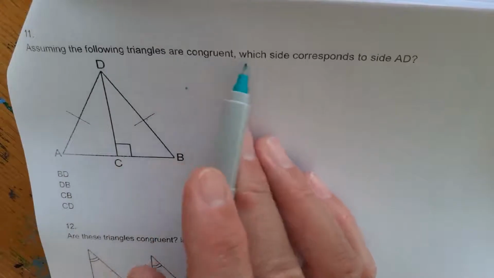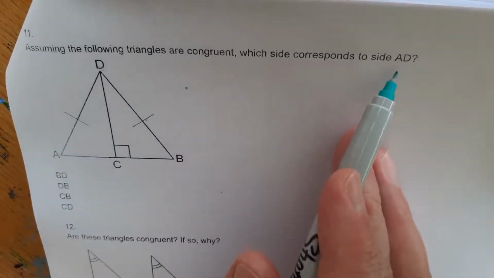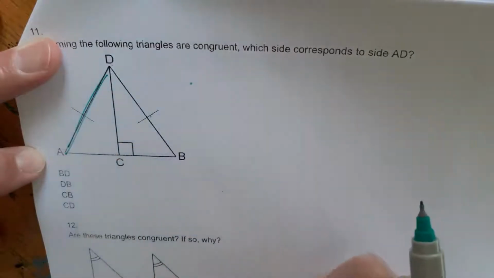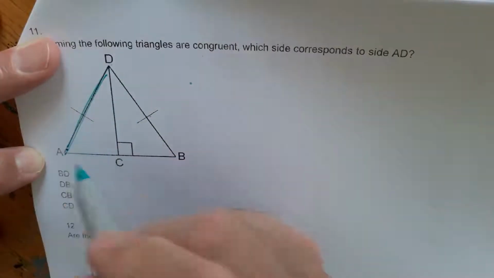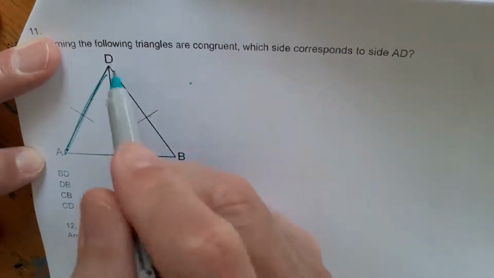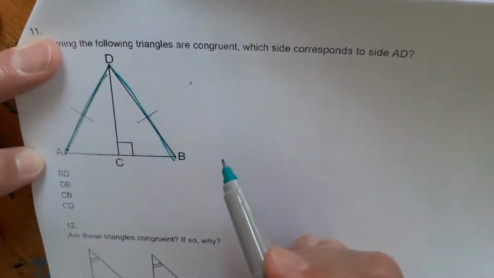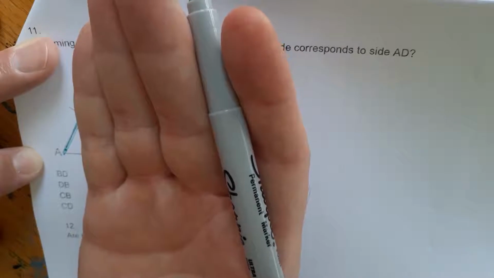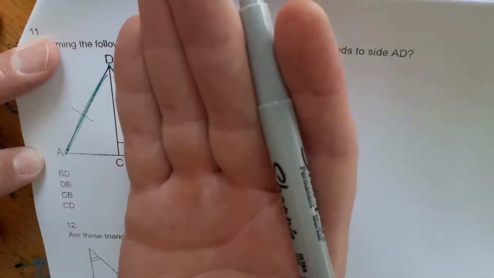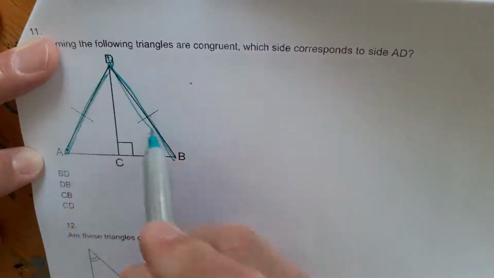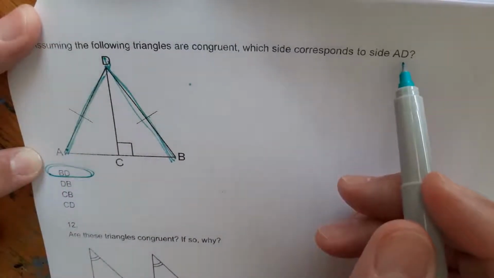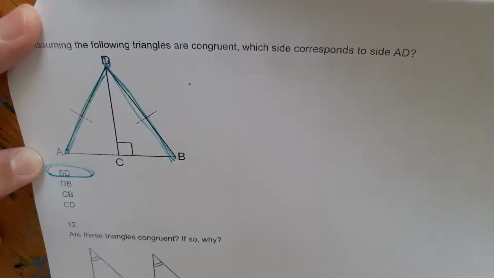Assuming they're congruent, which side corresponds to AD? Now we have this idea of corresponding. Corresponding is the same location but in a different triangle. So this location in this triangle, what is the matching location in this one? Got to be the hypotenuse out here. So I know the orientation's been changed, but that's okay. We can take this and flip it over in our mind and see that this side would be exactly in this position. So BD is corresponding to AD.